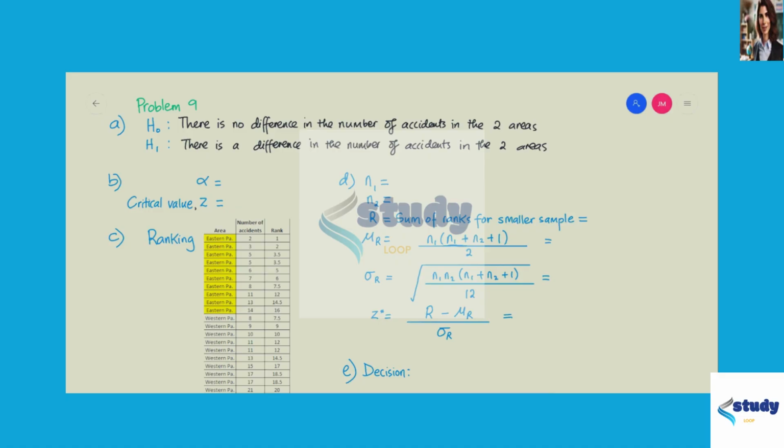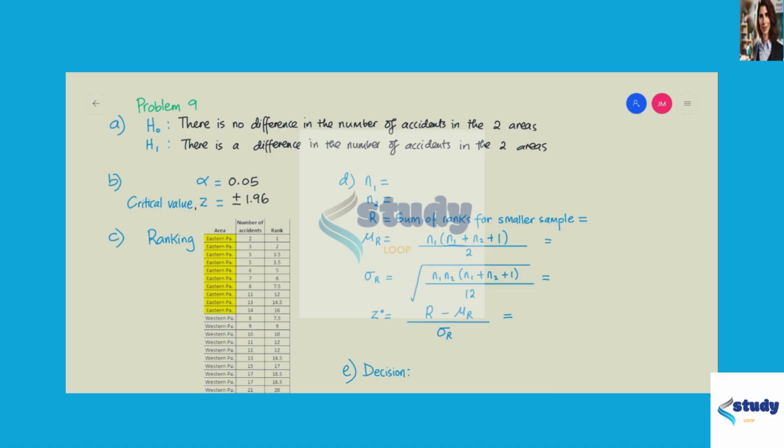Next, we're going to get the critical value of Z, and since the level of significance is 0.05, the critical value of Z is plus or minus 1.96. Next, we have to look at the rankings for the two areas, and the table here shows the different rankings for the eastern part and the western part.